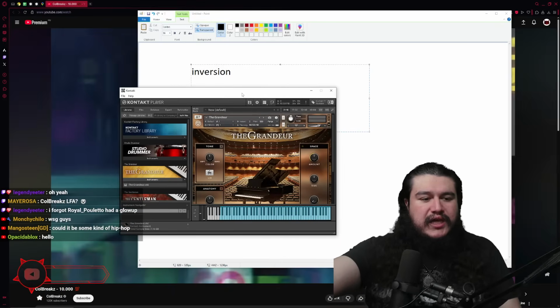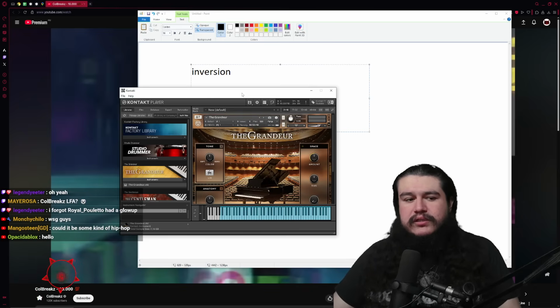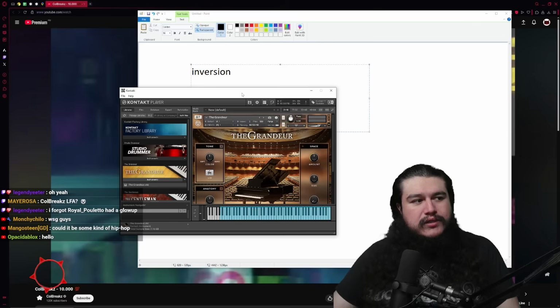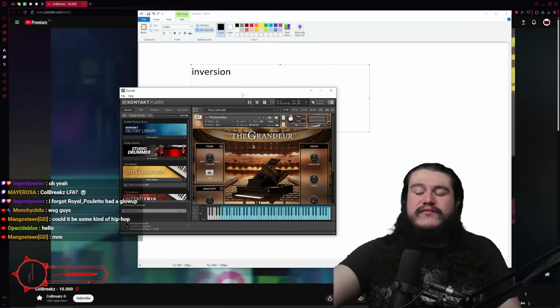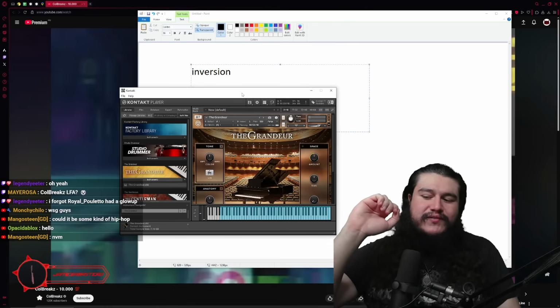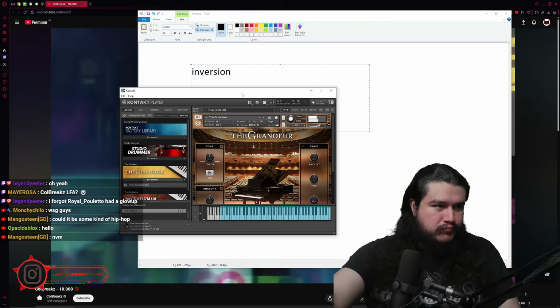So if we were to have this kind of motif over here, C major, which is ironically the Papageno motif in Die Zauberflöte by Mozart. Brilliant opera. So yeah, we have this. We can have that. And if we then invert it, instead of going up, it's going down.